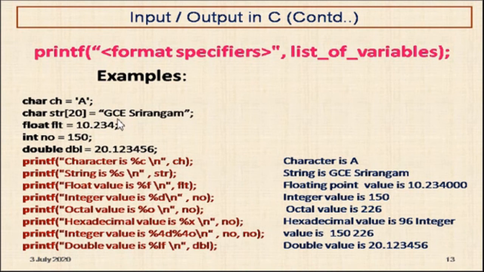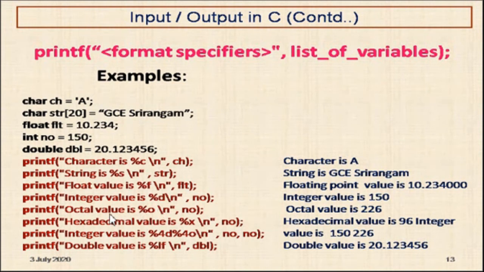In string I have stored GC Srirangam. So in place of %s, the string constant stored in the string variable str will be printed here. That is why I am getting string is GC Srirangam. Similarly for other things, floating point, then the integer value I am printing. %d will print the integer value, that is decimal integer.